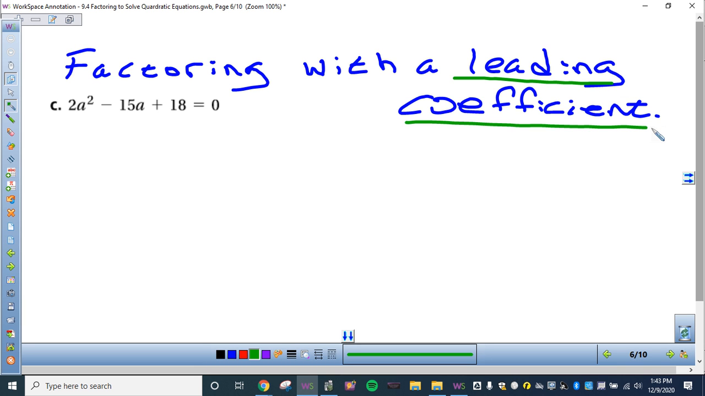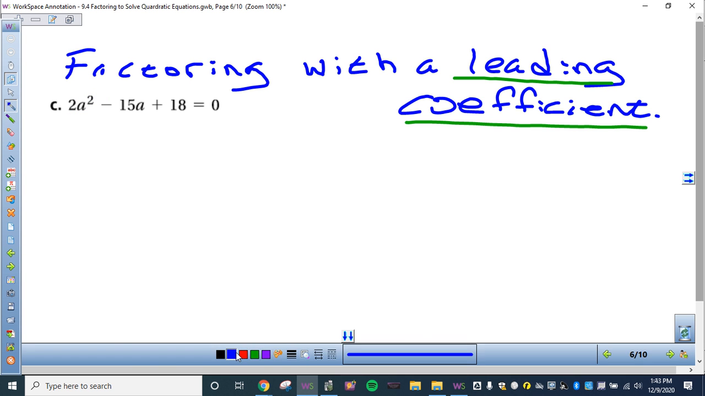So it's leading because the highest exponent has a number in front of it. Coefficient is the number in front. It's leading because it's the highest exponent. So in this problem, the leading coefficient is 2. Okay? So that's what I mean by factoring with the leading coefficient.